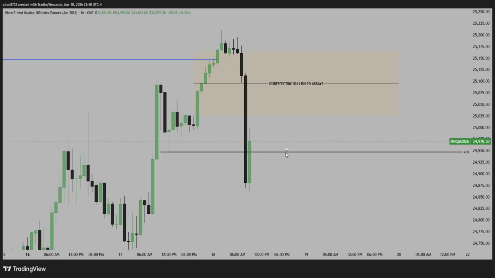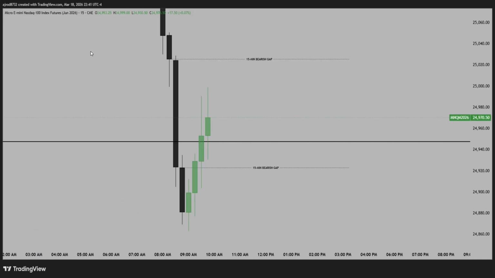So 1 hour chart, you can see we're disrespecting all this bullish price. Bullish fair value gaps are getting ran through again with that same speed. Zooming in even more, we're on the 15-minute chart. We have this 15-minute bearish fair value gap. There's a high, there's a low. It's really a suspension block, but we're just going to call it a fair value gap for simplicity's sake. So price reaches up into that.